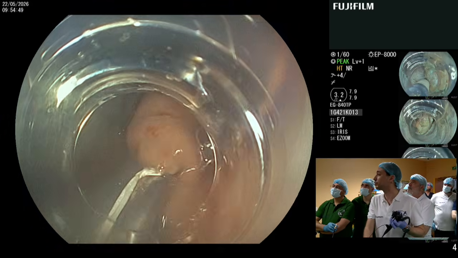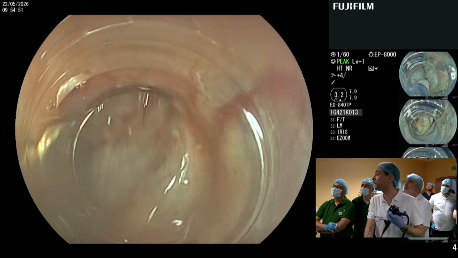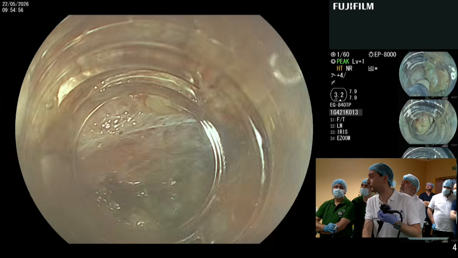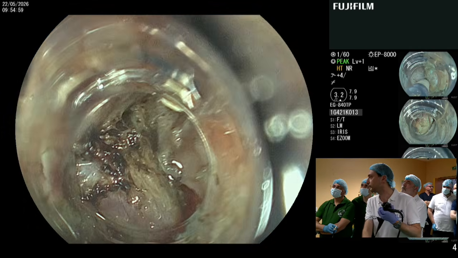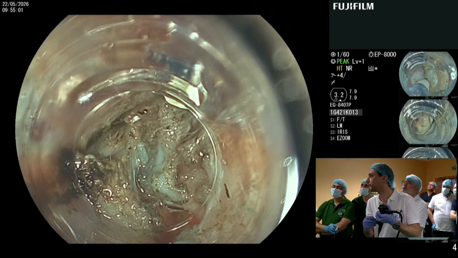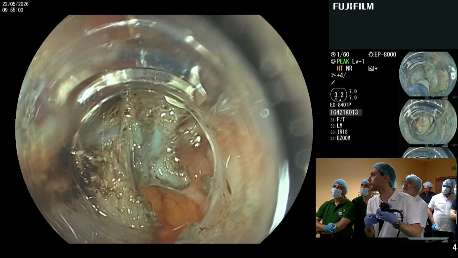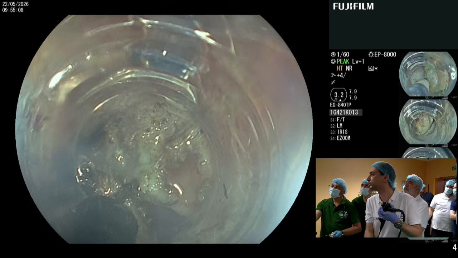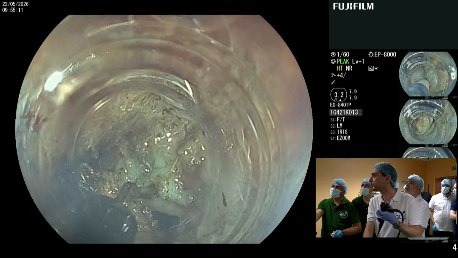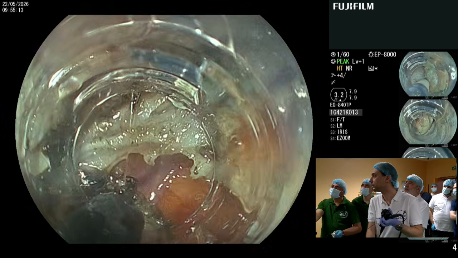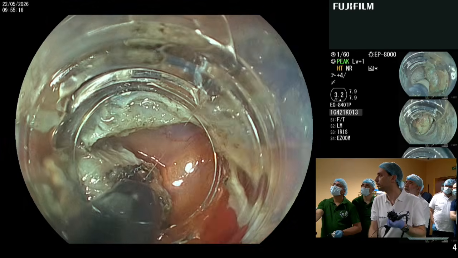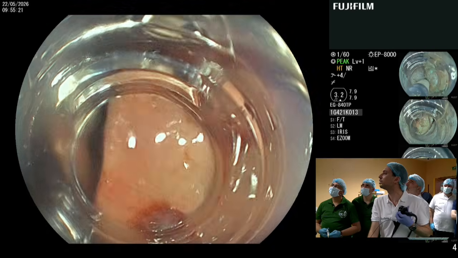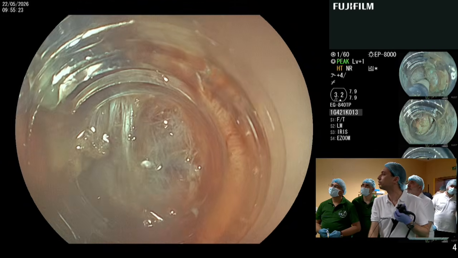So the disadvantage of STER is that you don't have good visualization. If we spend a lot of time and we're not able to complete it, we'll have to open it. But now I have here a good image. Yes. Open, please. Yes. It's done. Let me see.